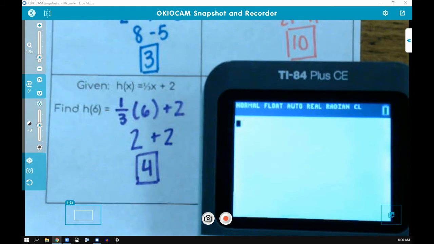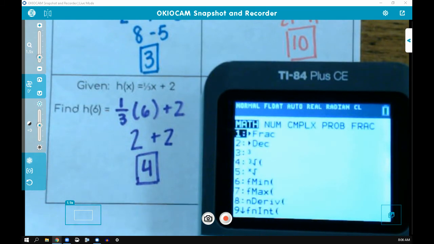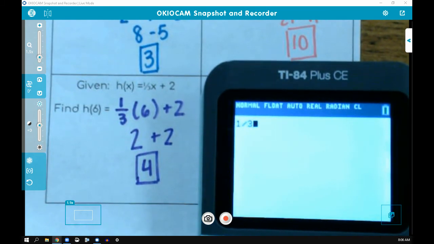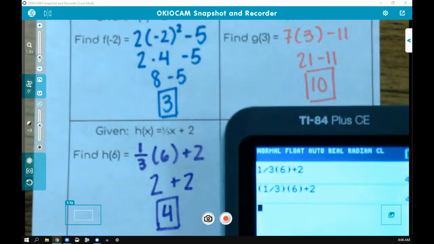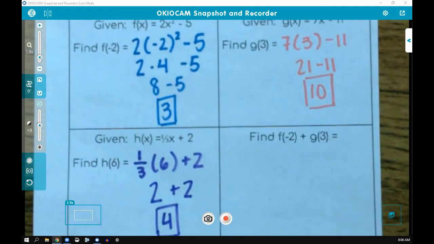You can go to the math button. Actually, I just honestly type in 1/3 in parentheses, or 1/3, because it's division. Yeah, and that works. You can also put that 1 divided by 3 in parentheses if you like to, but it should work either way. So 1/3 times 6 plus 2. I would get 4. Okay. Any questions about evaluating? Because that's most of what you guys are doing today. Any questions right now?